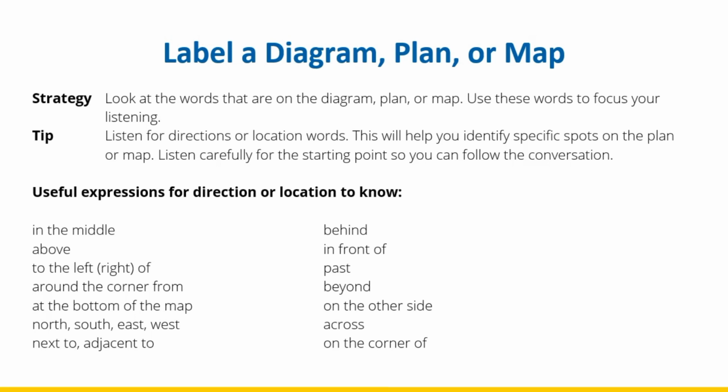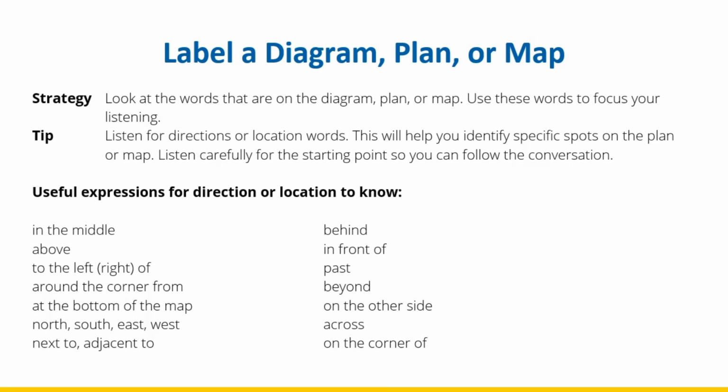There are important expressions for direction or location you need to know. For example, these are words such as in the middle, above, to the left, around the corner from, at the bottom of the map, north, south, east, west, next to, adjacent to, and so on. There are so many different words, and also it's very important to know the prepositions of place such as behind, in front of, past, beyond, on the other side, across, or on the corner of.